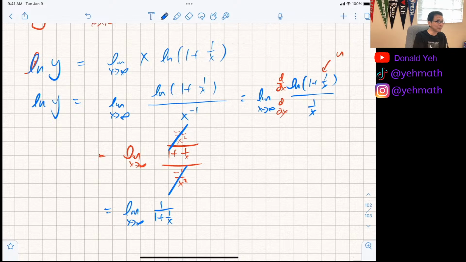But don't forget the left side. What is the left side? It's natural log of y. I didn't take a derivative of it. I only take a derivative of the numerator and a derivative of the denominator. It's not the quotient rule. Natural log of y never had anything done to it. That's just on the other side.